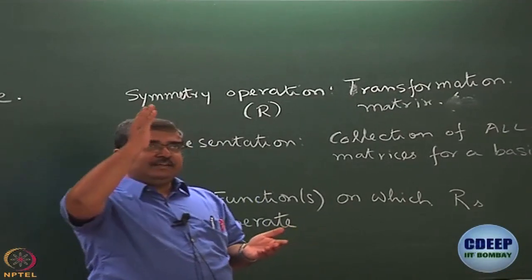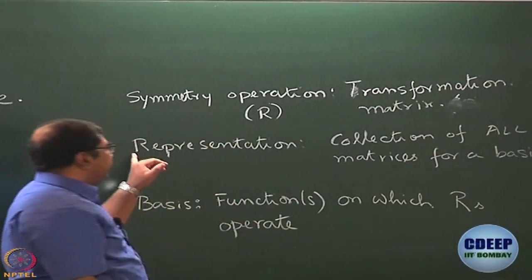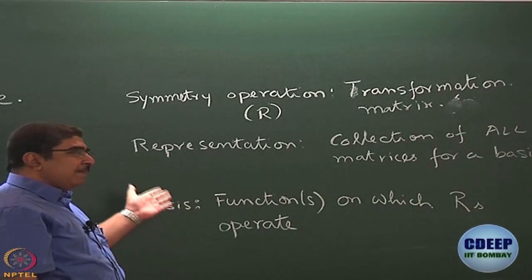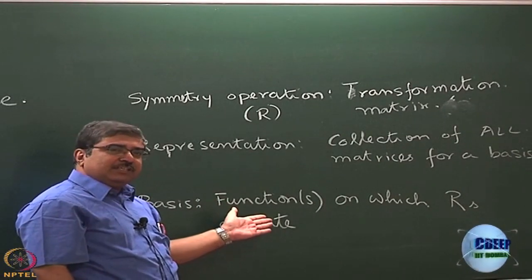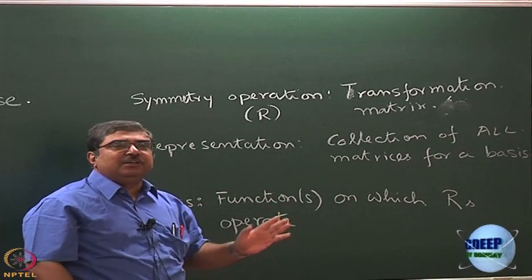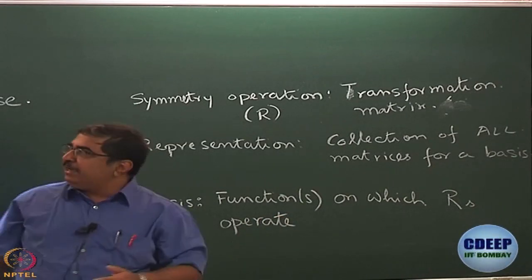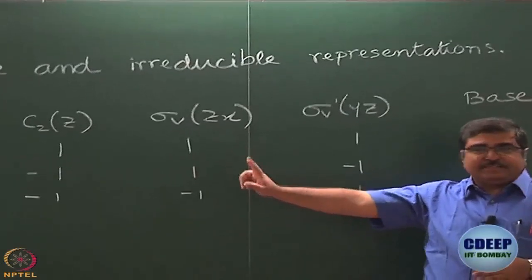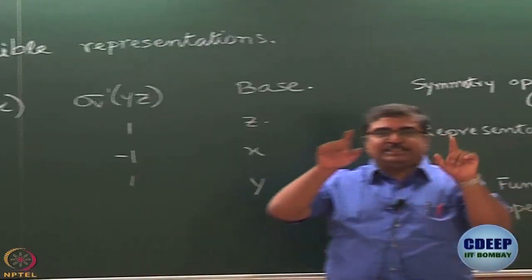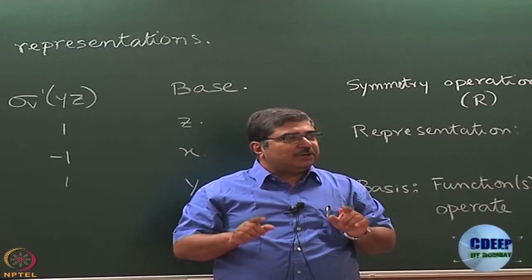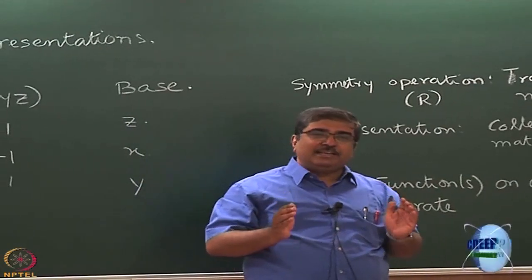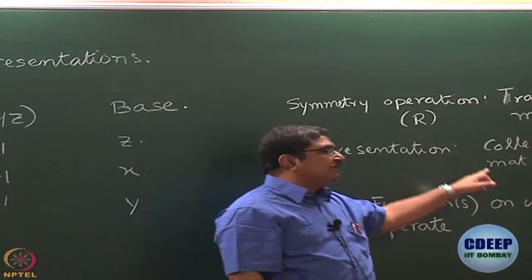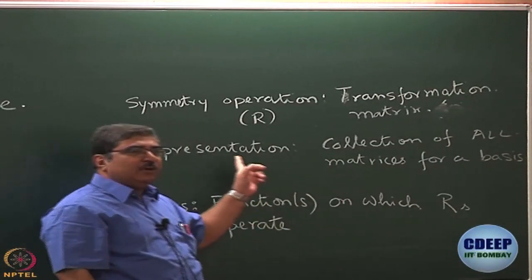If the basis, well, we will come to what a basis is, but before that let us say what basis is. Basis is a set of functions, function or functions on which the symmetry operations actually operate. For example, we have started discussing this problem here, water, which is a C2V molecule, and there we had taken XYZ as basis, and we saw what kind of matrices we get for each symmetry operation. Collection of all these matrices for a particular basis is called a representation.